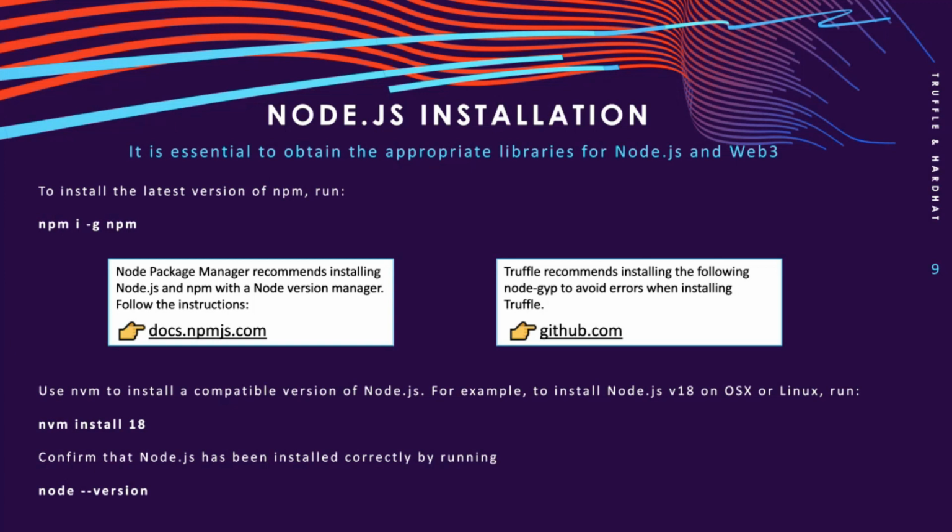You can use nvm to install a compatible version of Node.js. For example, to install Node.js version 18 on OS X or Linux, you can run nvm install 18. To confirm that Node.js has been installed correctly, you could simply run node --version.